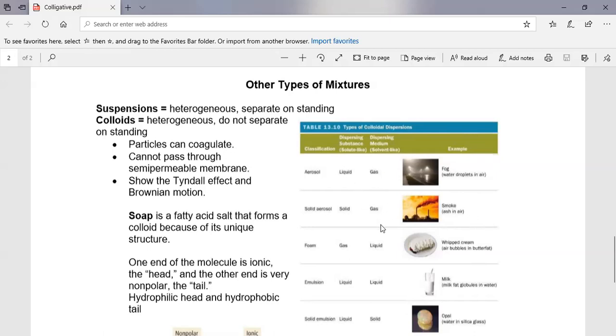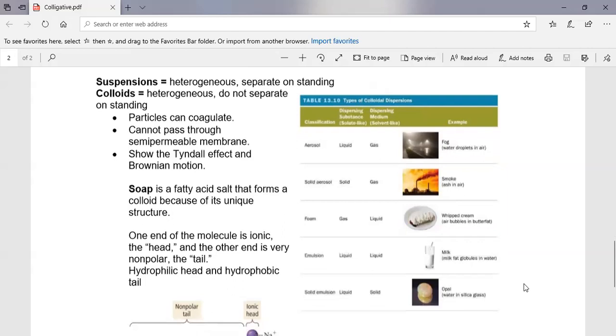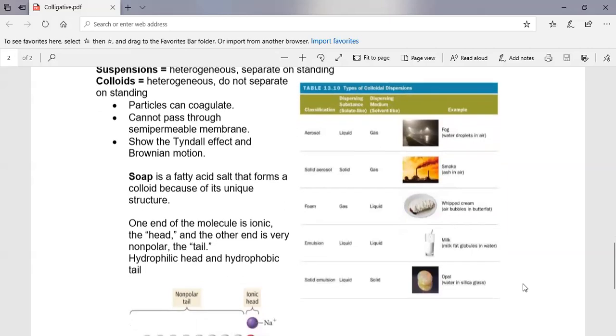So we can have different kinds of solutes and solvents mixed together, but they all will have that kind of reflection effect, like fog, smoke, whipped cream, milk, opal. Toothpaste is another common example of something that's a colloid.